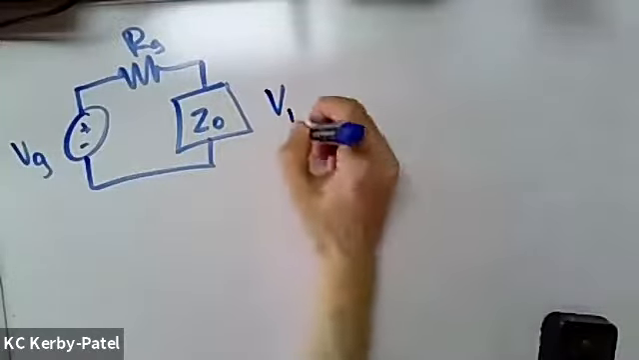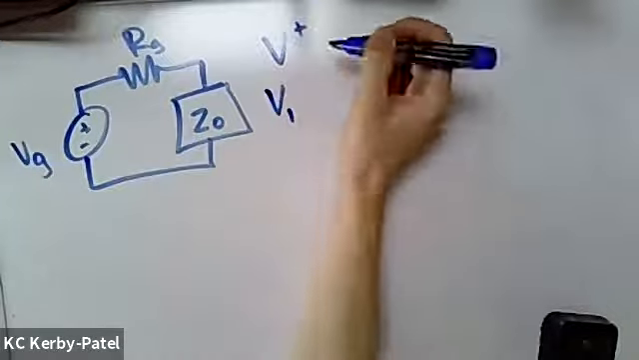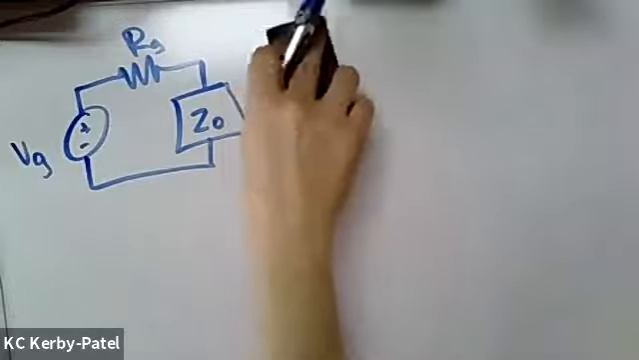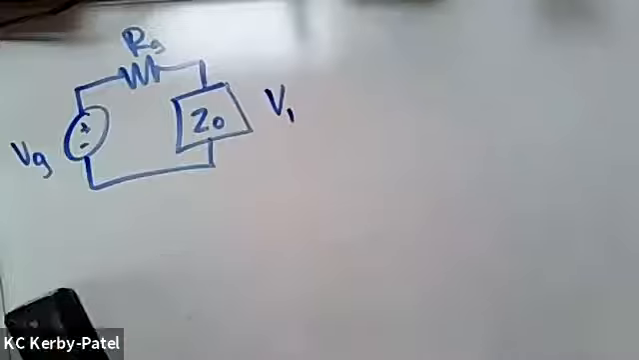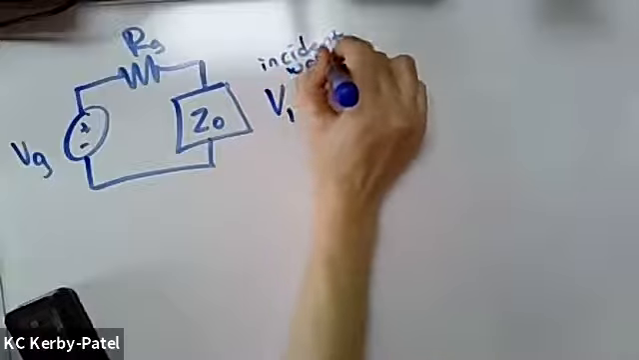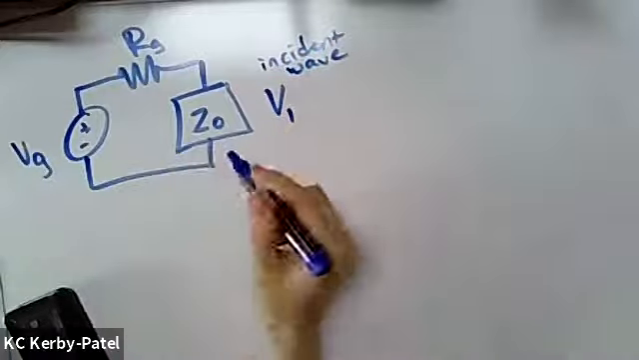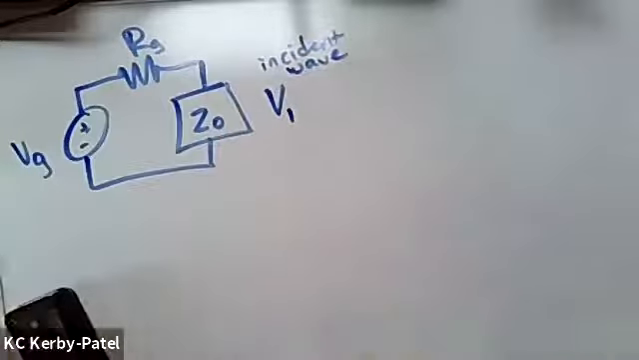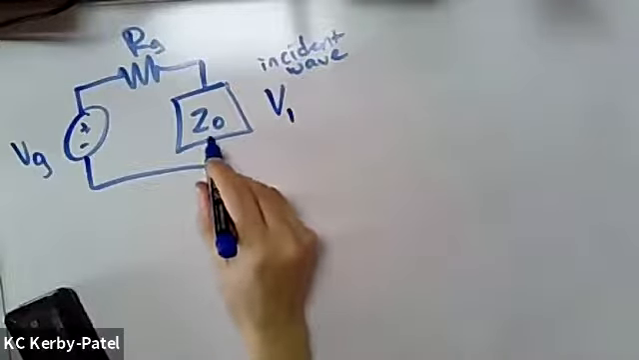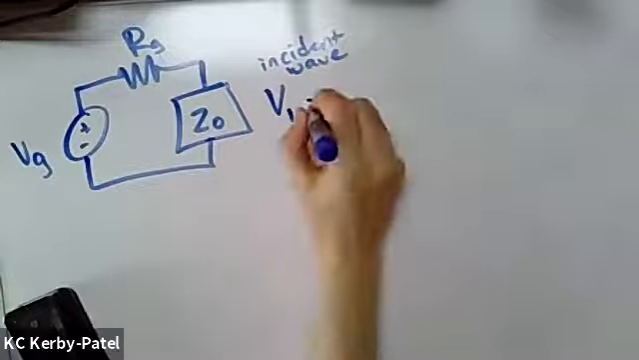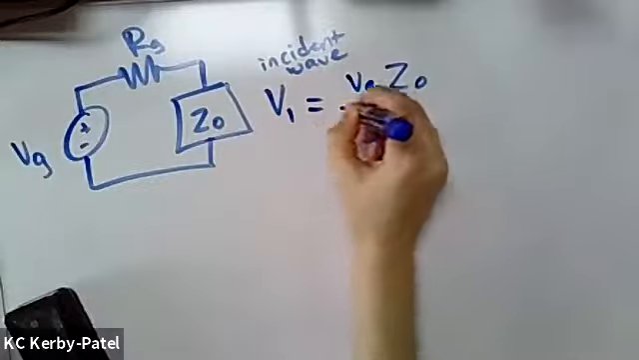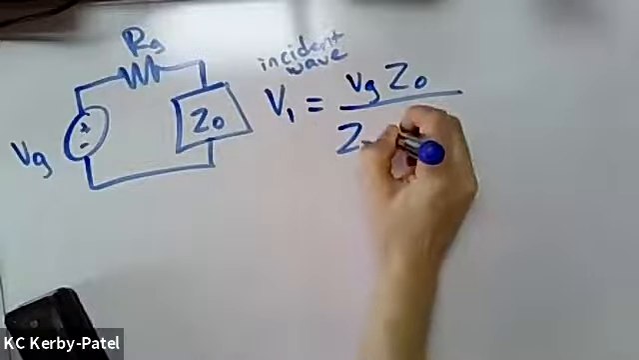In your book, they use V1. I'm used to using V plus for this. So if I sometimes use V plus, just let me know that it's supposed to be V1, or remember that for yourself. But V1 is going to be the incident wave. That's the amplitude of the wave that is just traveling down the transmission line towards the load, but hasn't reached the load yet. The transmission line just looks like a regular impedance whose value is Z naught. So V1 is going to be equal to the generator voltage times Z naught divided by the sum of these two things, Z naught plus RG.